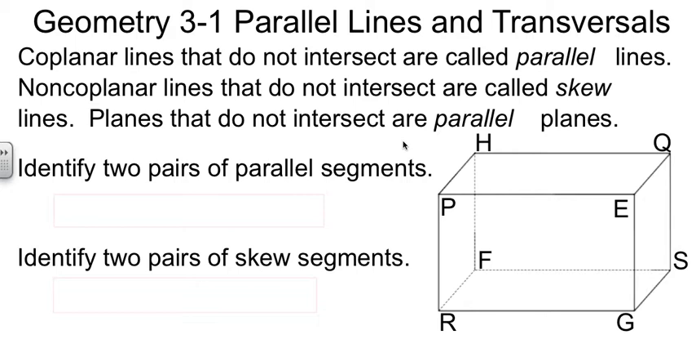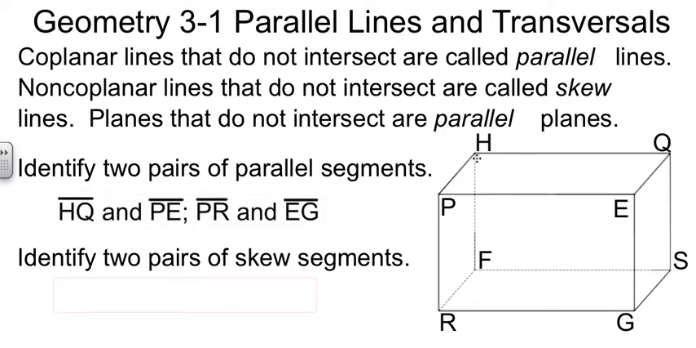So we need to look at the difference in the idea between being parallel lines and being skew lines. Parallel segments, we said, are in the same plane. So for example, HQ and PE would be parallel segments. Parallel lines, parallel segments, same idea. Similarly, PR would be parallel with EG. And those aren't the only two in this picture. There's many others. RF with GS, for example, would also be parallel because they're in the same plane.